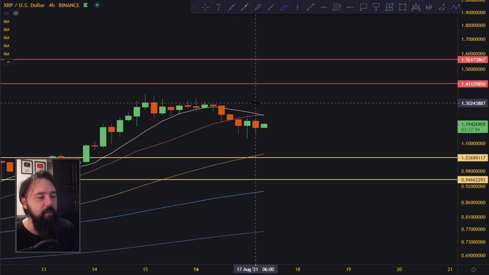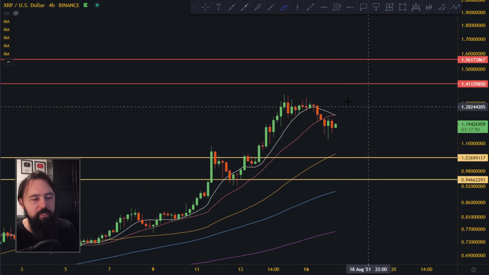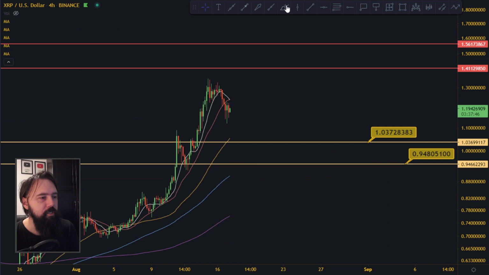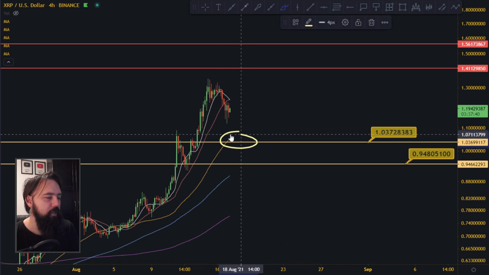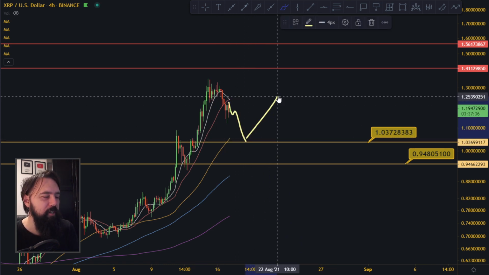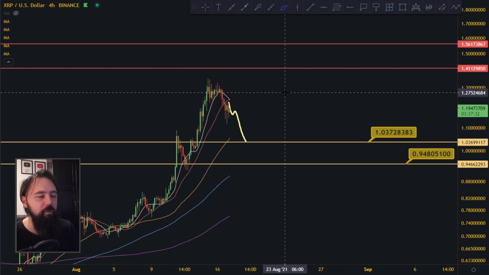Right now, trying again. So I think right now the most probable outcome is 1.03 down here. I think 1.03 down here, that's the most probable outcome. The 50 moving average is at 1.03. That's the most probable outcome, to go all the way down there before we actually see if the support is gonna hold and we're gonna bounce or not.